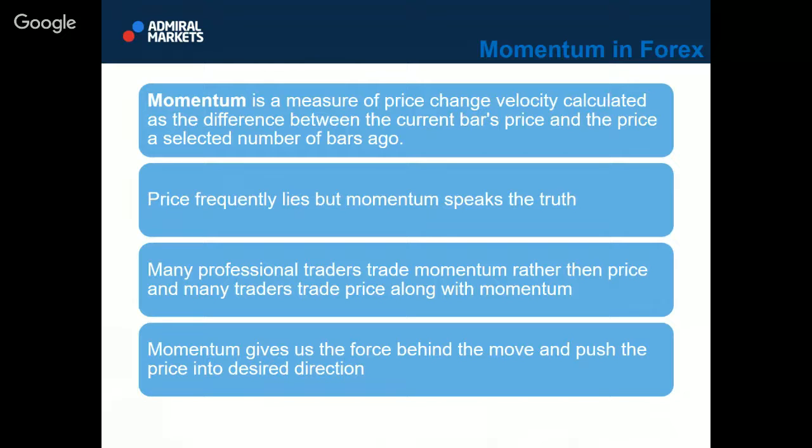Price frequently lies, but momentum speaks the truth. Maybe, I'm not sure how many of you follow me on Twitter, but something like 30 minutes ago or 45 minutes ago, I did the actual live trade for ODN today. That was in correlation to my pound OD analysis.